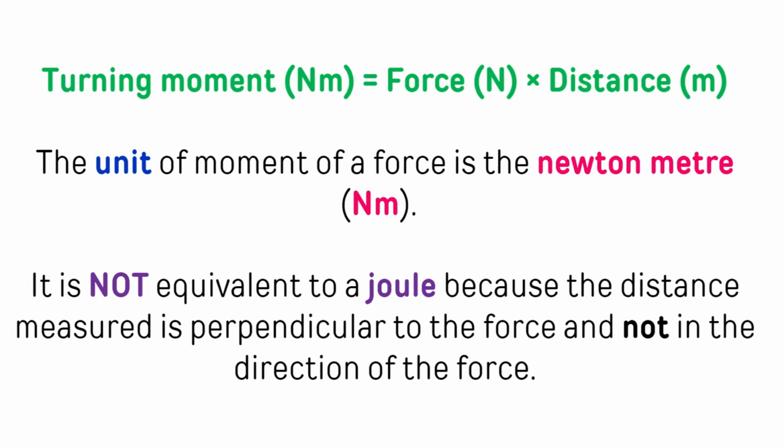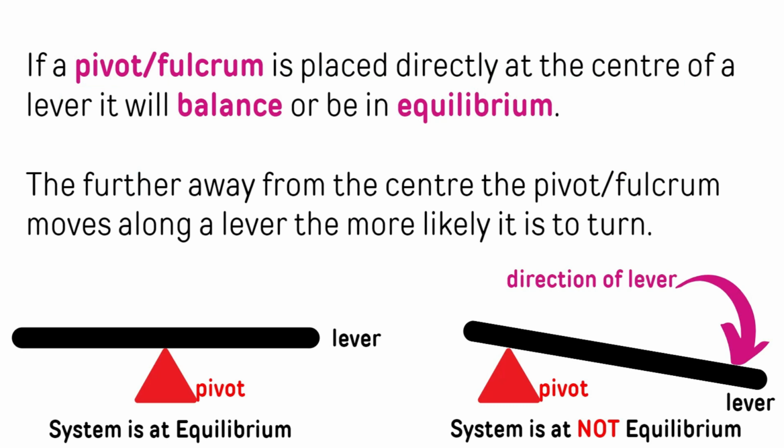It is not equivalent to a joule because the distance measured is perpendicular to the force and not in the direction of the force. If a pivot or fulcrum is placed directly at the center of a lever, it will balance or be in equilibrium. The further away from the center the pivot or fulcrum moves along a lever, the more likely it is to turn.